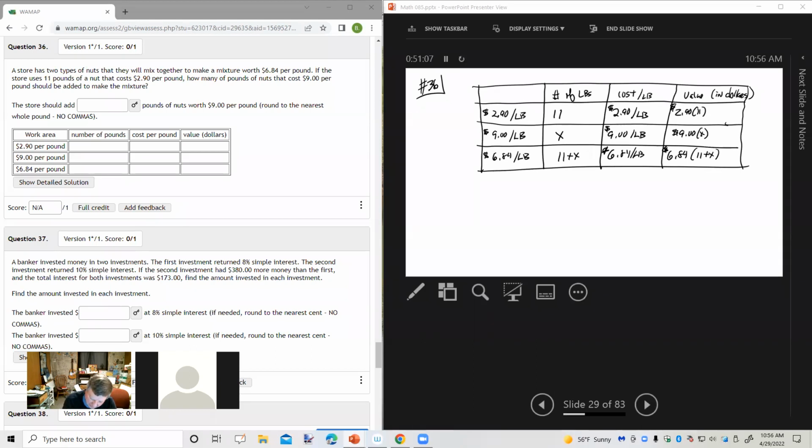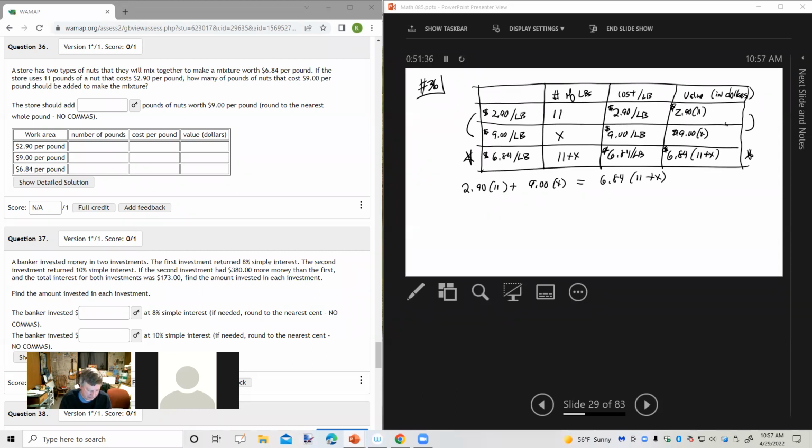Now, these two we're going to mix to get this one. So we're going to add those together to equal this one. So we've got 2.90 times 11 plus 9.00 times X equals 6.84 times 11 plus X. Any questions so far?